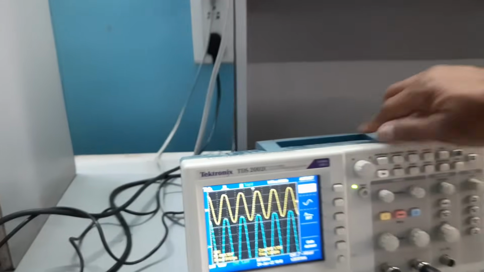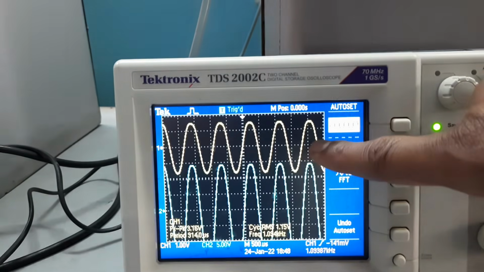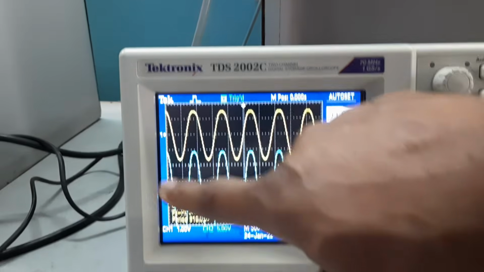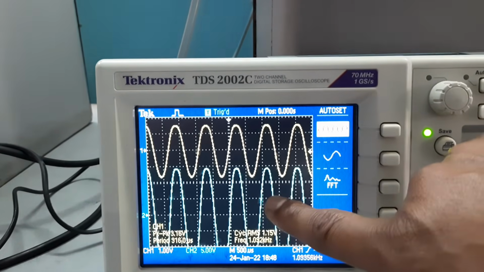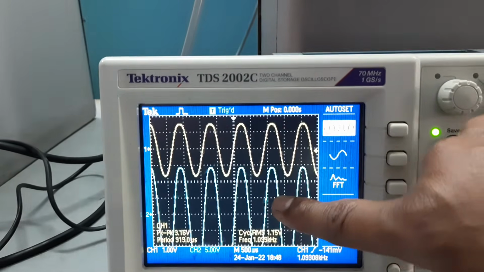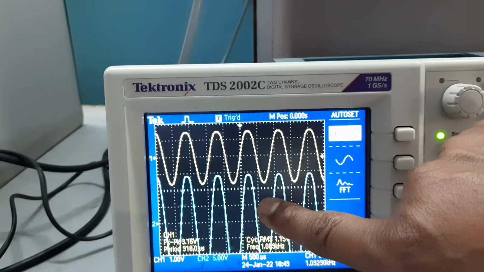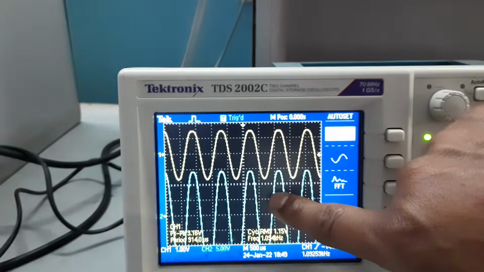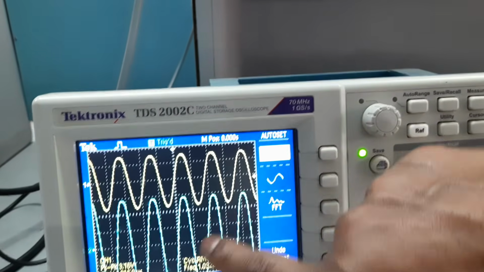I can directly show the output here. Again, the yellow one is my input waveform, which I have given from the function generator, and this blue one is my output waveform. As you can see, the waveforms are in phase, but here the output waveform is in amplified form and it is not inverted. In case of the inverting amplifier, my output waveform was inverted and amplified, but here in the non-inverting amplifier, my output waveform is non-inverted and it is amplified.